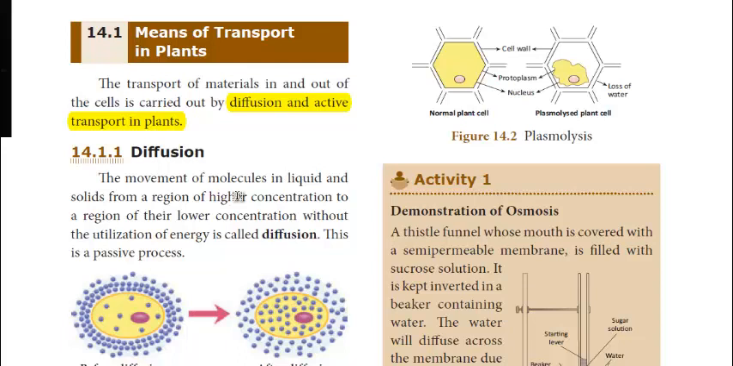And what is this process called? This process is called diffusion. And quickly we will see the definition. What is the definition? The movement of molecules in liquid and solid, either liquid or solid, from a region of higher concentration to a region of lower concentration without the utilization of energy is called diffusion.